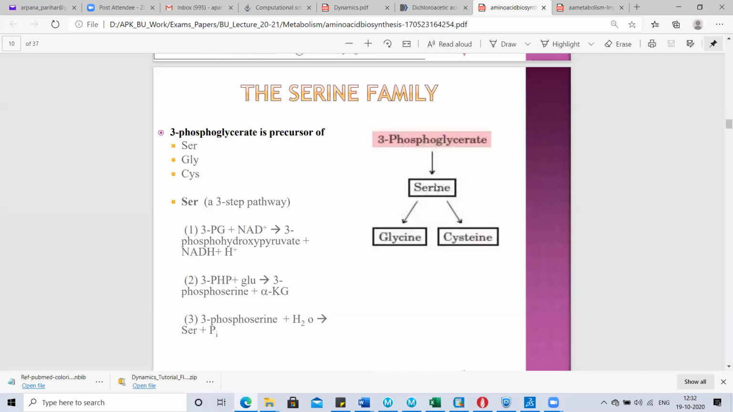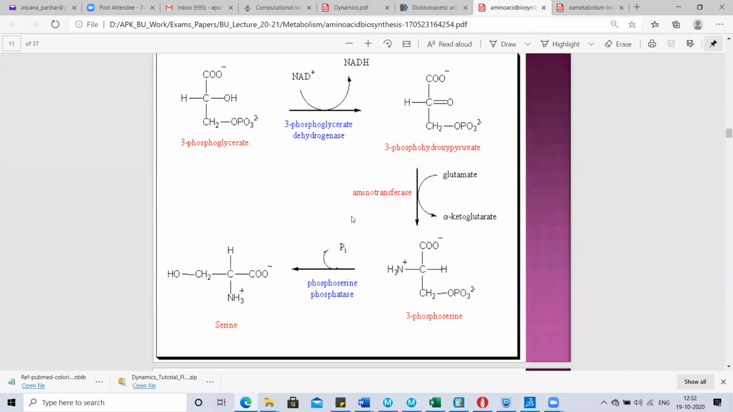We have seen it in our earlier class, and this serine can either be converted into glycine or be involved in the synthesis of cysteine. We have seen this reaction. I'm just quickly going through all the reactions. 3-phosphoglycerate interacts with NAD and forms, in the presence of dehydrogenase, 3-phosphohydroxypyruvate, which interacts with glutamate. An aminotransferase reaction happens here, and it forms 3-phosphoserine, which undergoes a phosphatase reaction and produces serine.